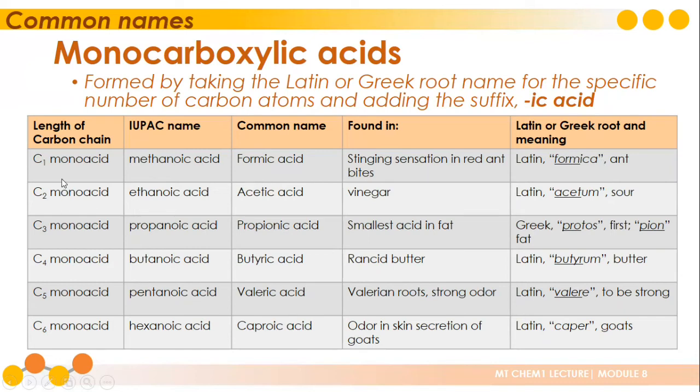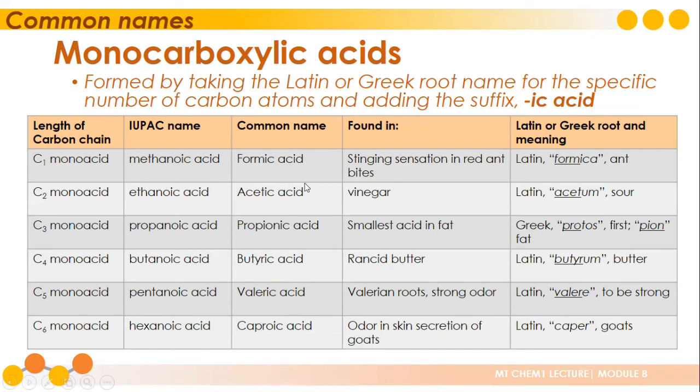For a single carboxylic monoacid, we have here the IUPAC name methanoic acid with the common name formic acid. Formic acid is found in the stinging sensation in red ant bites. So when an ant bites you and you experience that stinging or itchy sensation, that is the formic acid in action. Formic acid, the name is from the Latin word formica, which means ant. So we are getting our root name, which is form, and then adding the suffix ic acid.